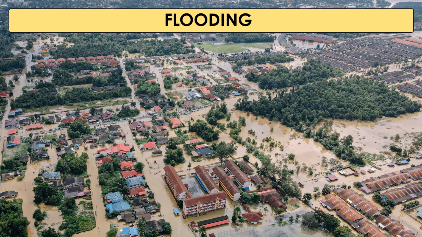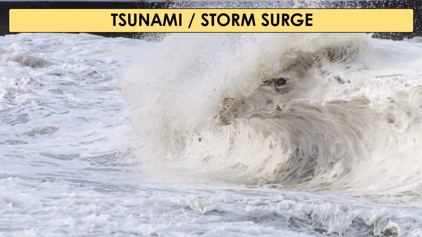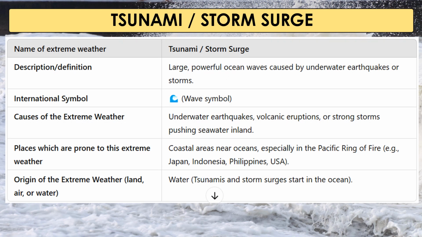Flooding. Description: when large amounts of water overflow onto normally dry land due to heavy rain, storms, or river overflow. Tsunami or storm surge. Description: large, powerful ocean waves caused by underwater earthquakes or storms.